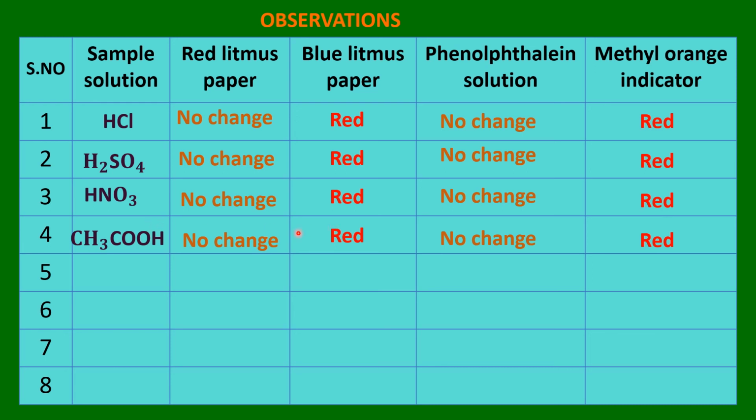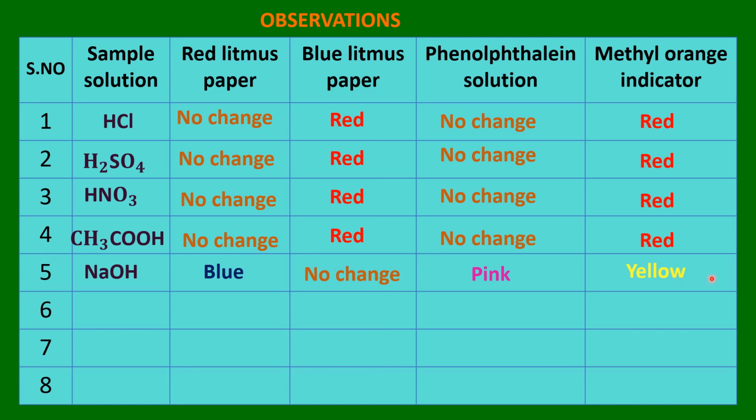Okay. So, the next solution which we have taken is sodium hydroxide solution. Here, the red litmus paper has turned to blue color, and the blue litmus paper remained same. So no change was observed. And with phenolphthalein indicator, it turned to pink color. The sodium hydroxide solution turned to pink color. And with methyl orange indicator, the solution turned to yellow color.